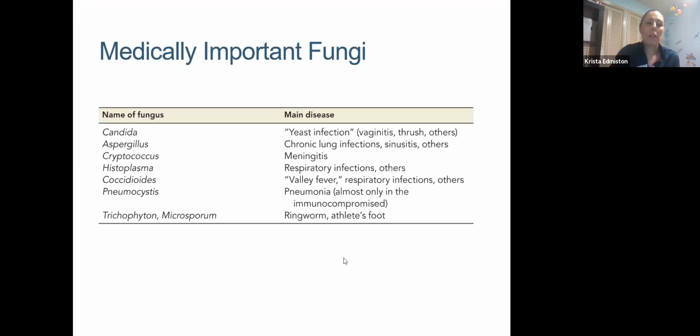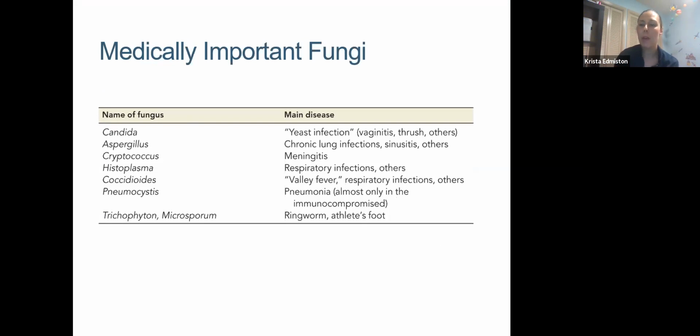These are some medically important fungi: ringworm, athlete's foot, if any of you have had this. We're going to talk about valley fever in a second. Again, Candida albicans causes yeast infections and thrush. We normally think of yeast infections in the vagina, but thrush is sort of a similar thing, but inside your mouth.